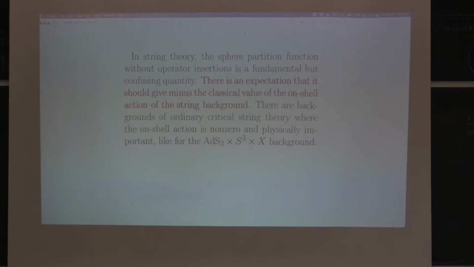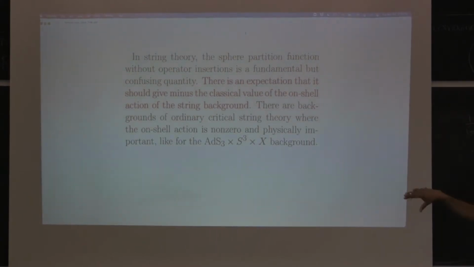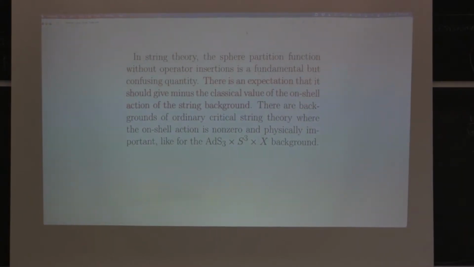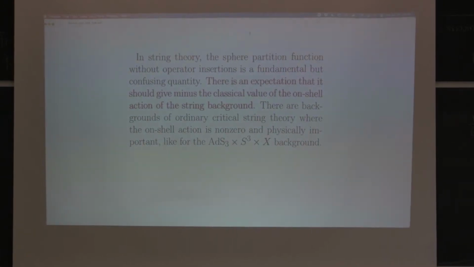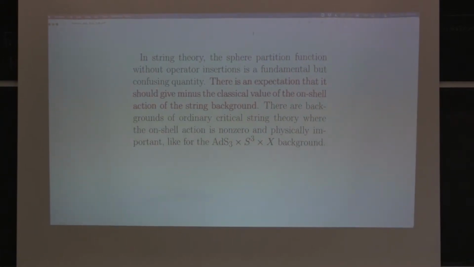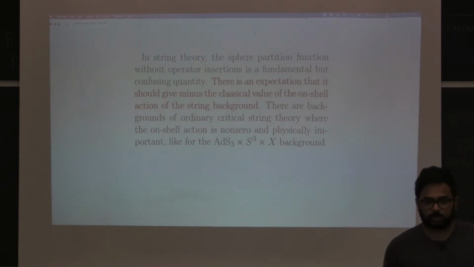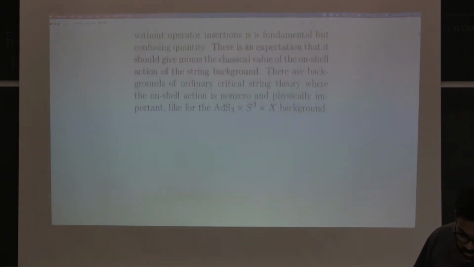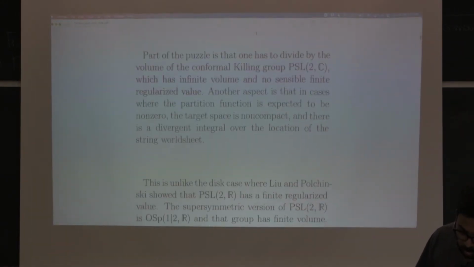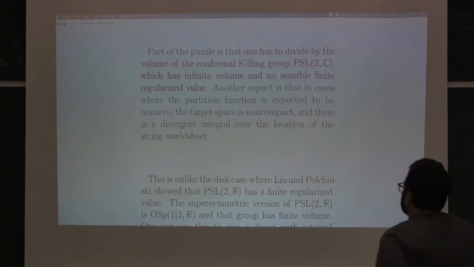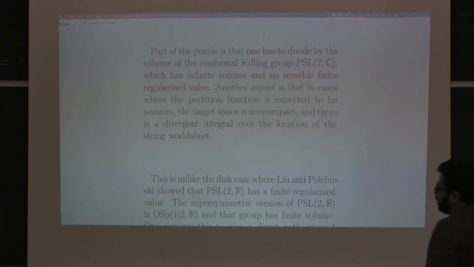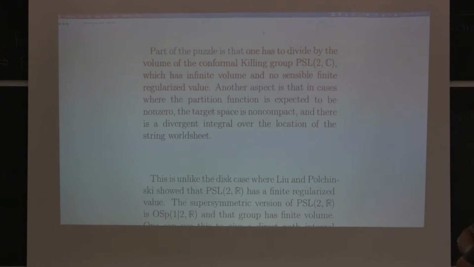So the expectation is that this string diagram with no insertion should give just the classical value of the on-shell action on the background in which the string is propagating. So that's why it's interesting to study this quantity. But as I already mentioned, the puzzle is that one has to divide by the volume of this conformal Killing group, PSL(2,C), which is infinite. And there is also no sense in which you can regularize this value.